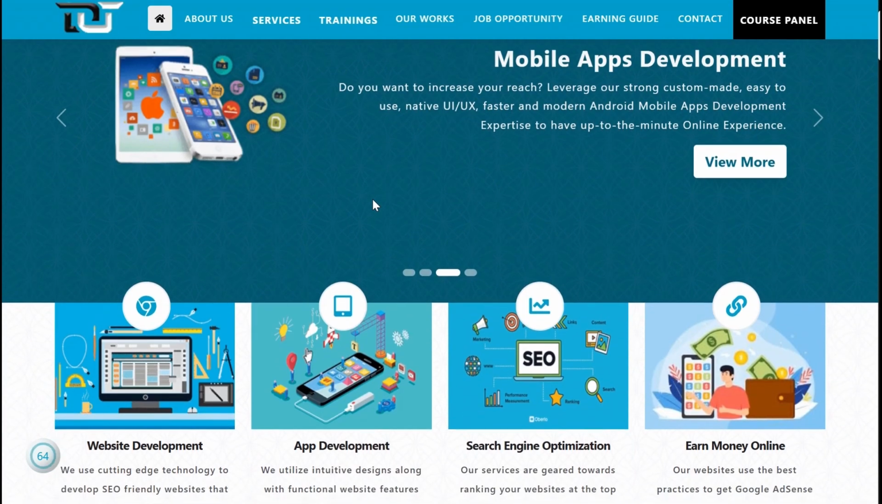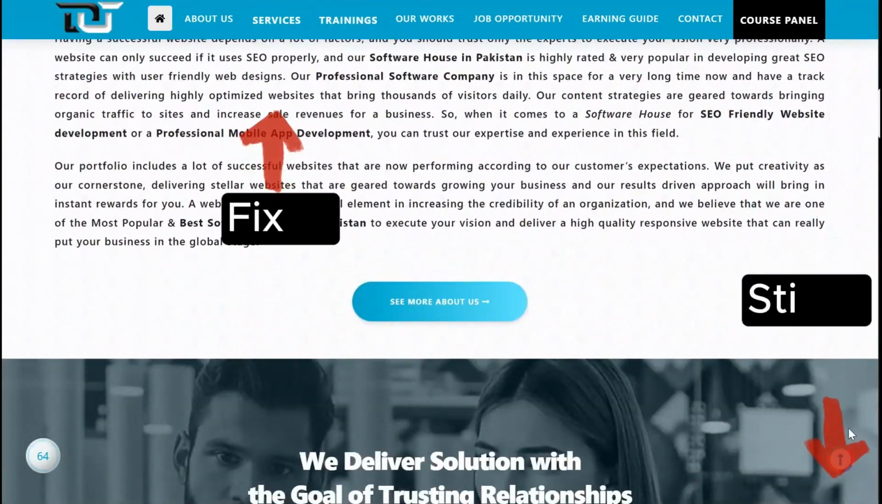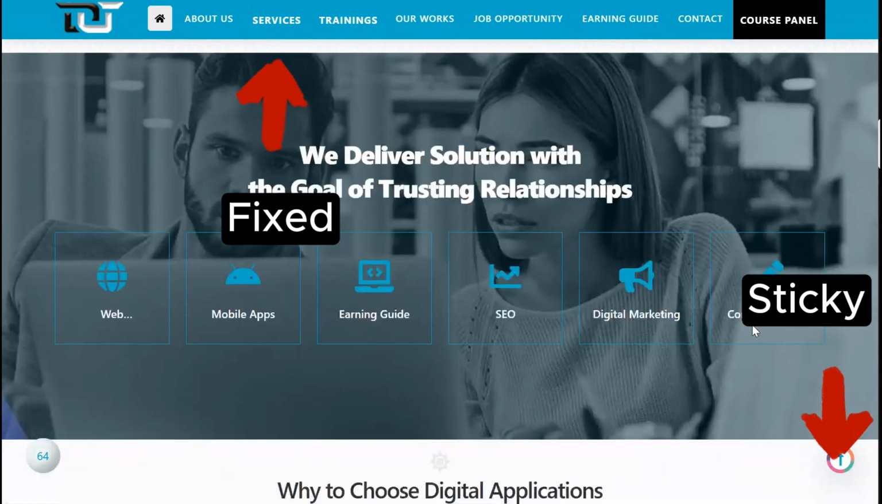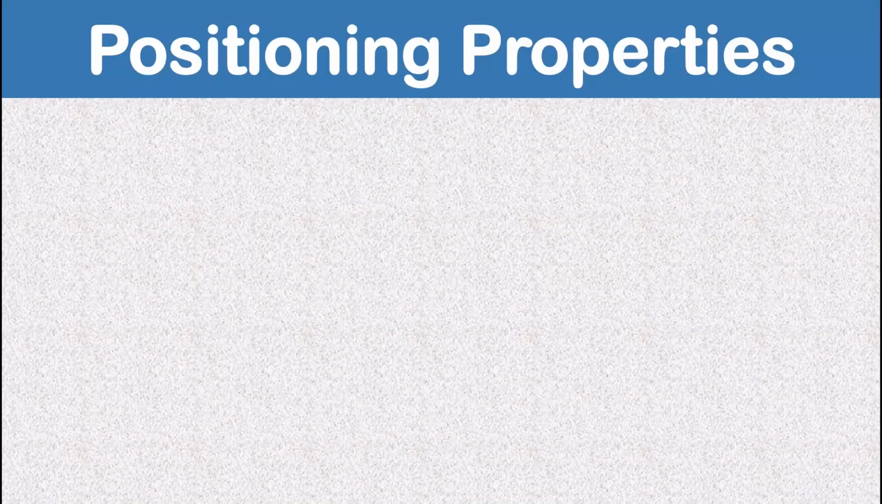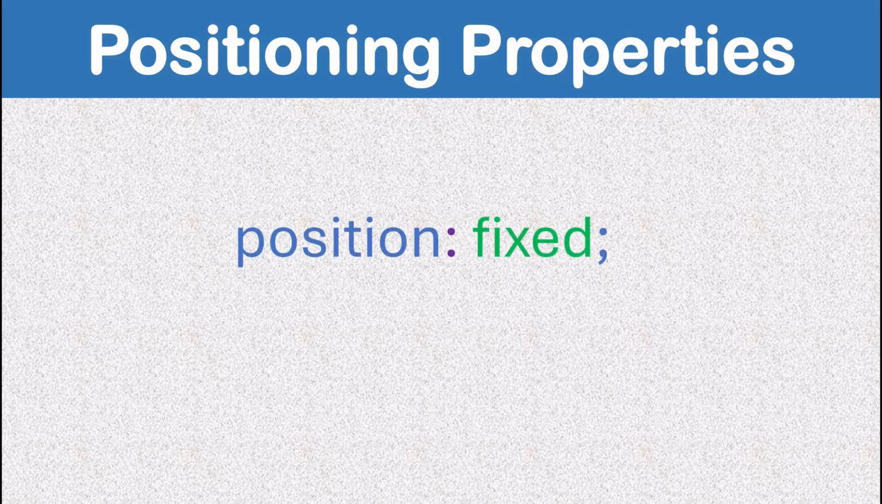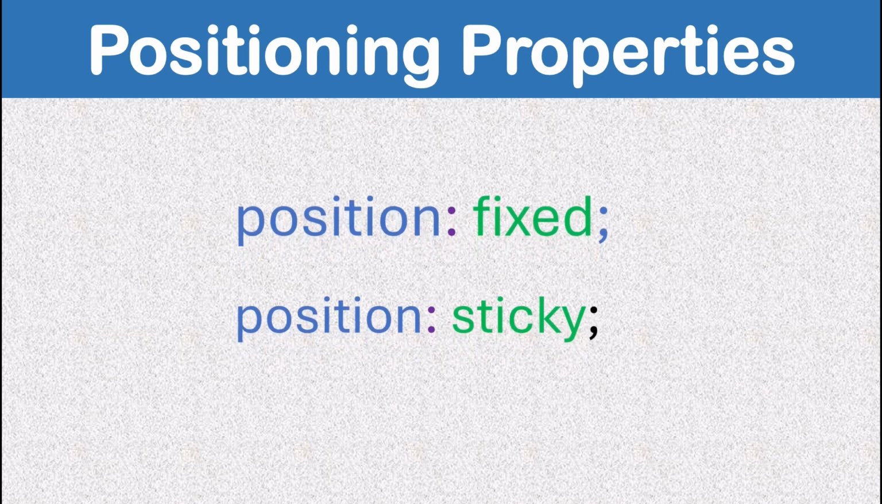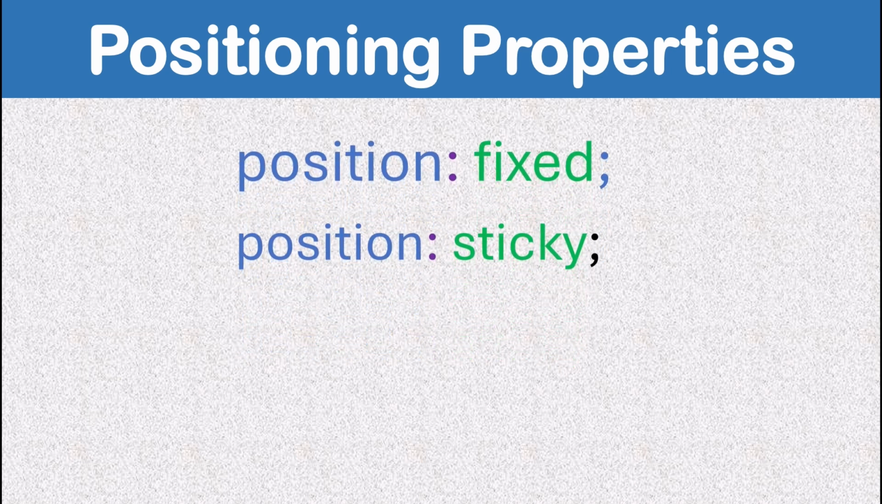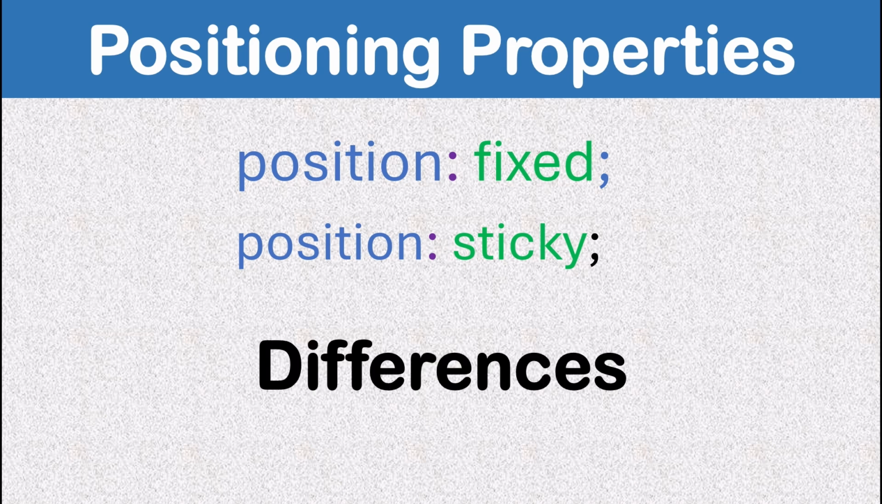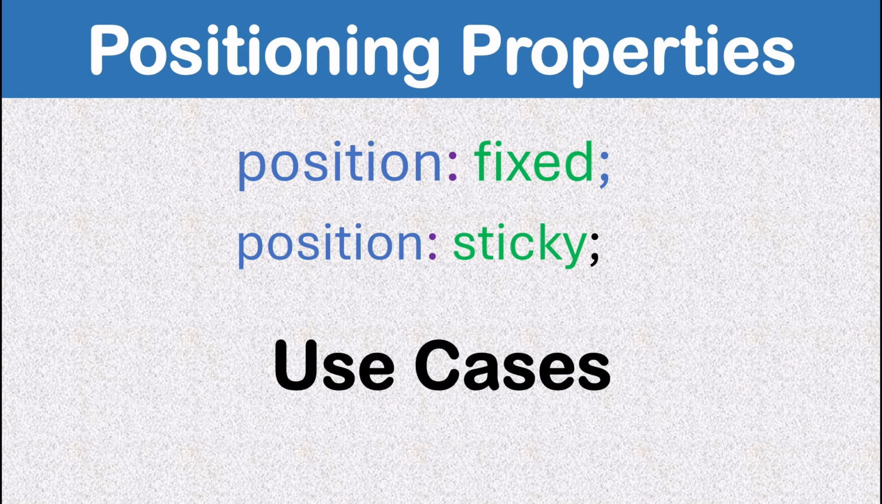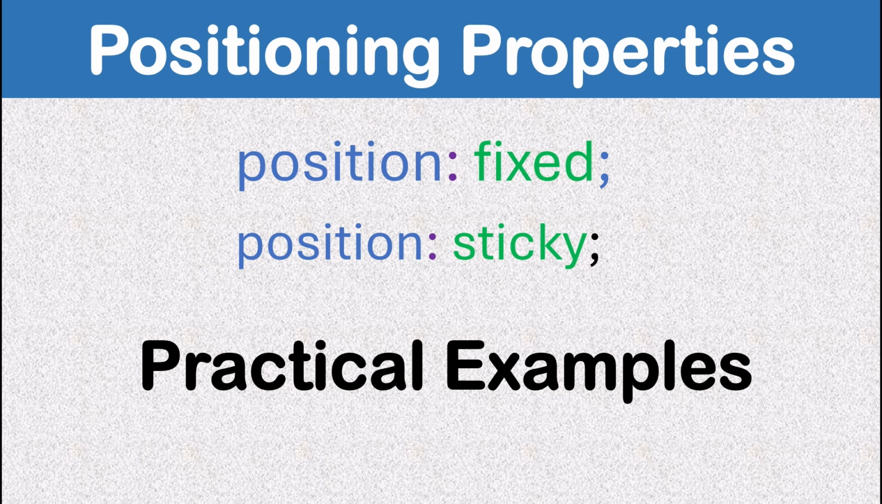You have experienced on many websites when you start scrolling the page, some elements get fixed on the screen while other elements are scrolling. Yes, we can do it with the help of CSS. There are two ways to do this: position fixed and position sticky. Both can make elements stay visible during scrolling, but they serve different purposes and behave differently. Today we will explain each property, their differences, use cases, and provide some practical examples.